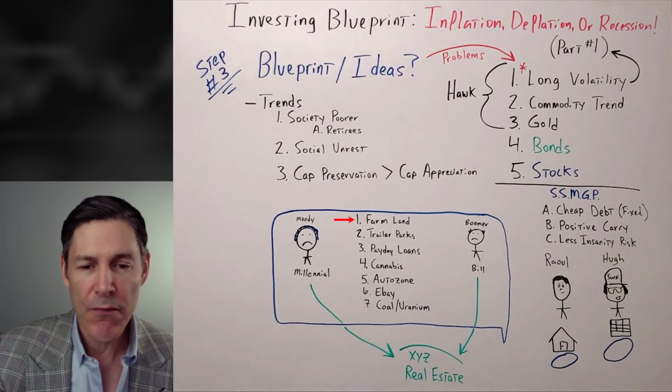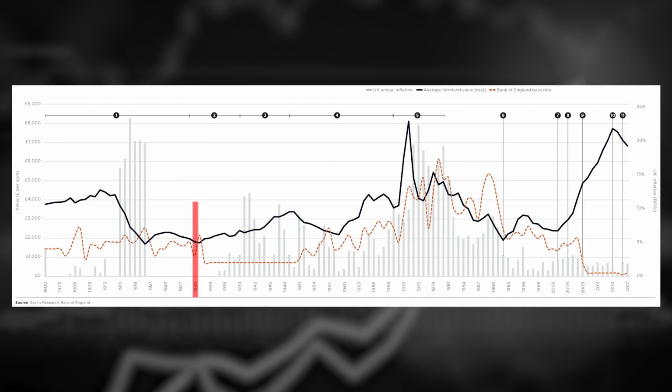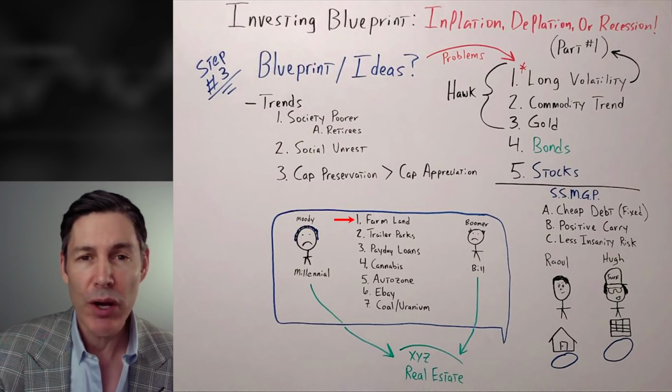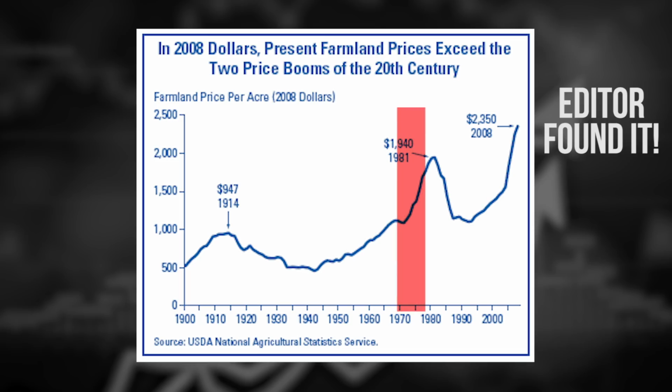First and foremost, farmland. I did some research and I saw that in the UK during the Great Depression, farmland did well. It also did very well in the 1970s. I know farmland did well in the United States in the 1970s. I couldn't find any data that went back to the 1930s.